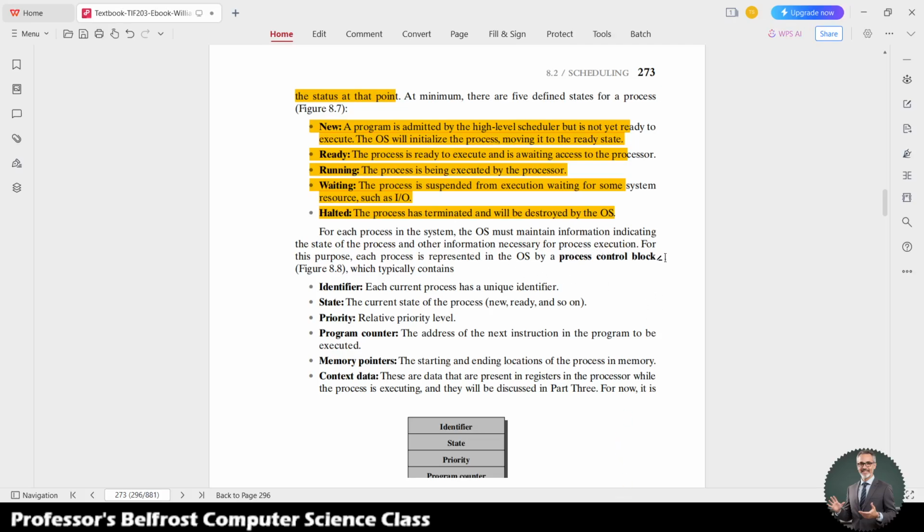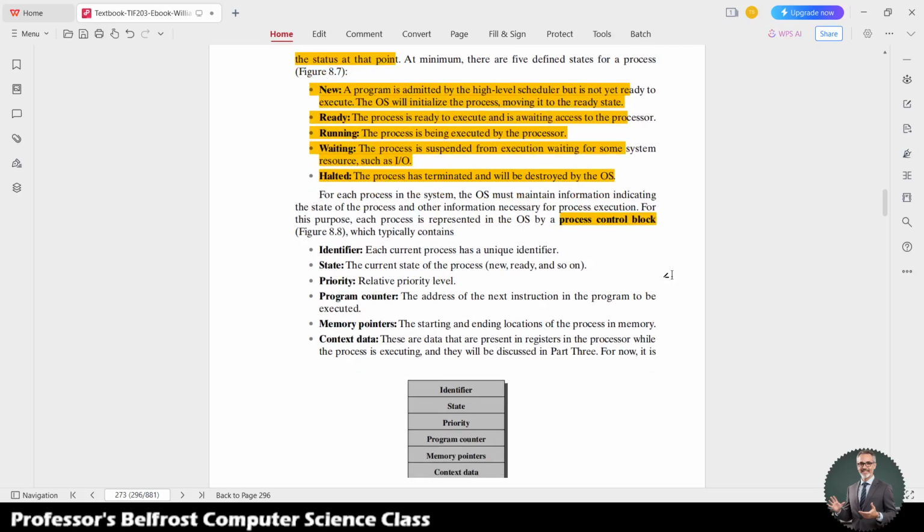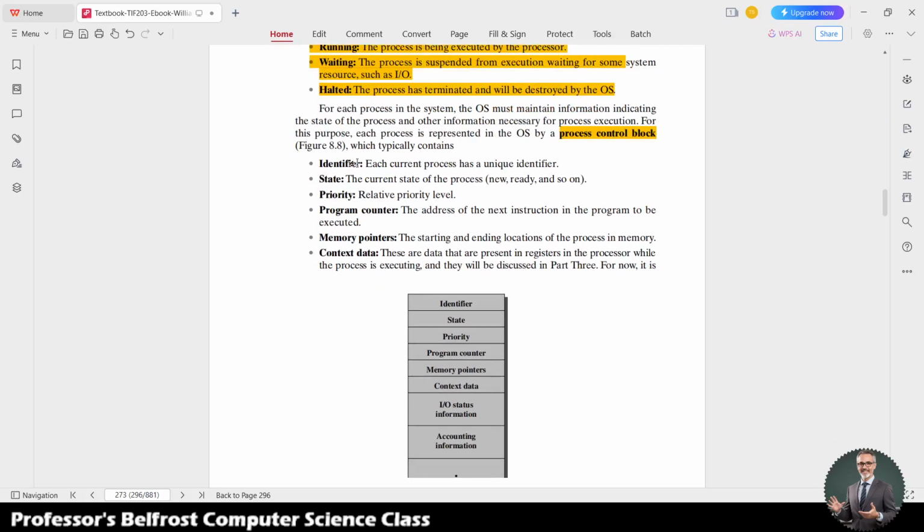To maintain information indicating the state of the process and other necessary information, we need a process control block in our OS, and it typically contains an identifier, state, priority, program counter, memory pointers, and context data.